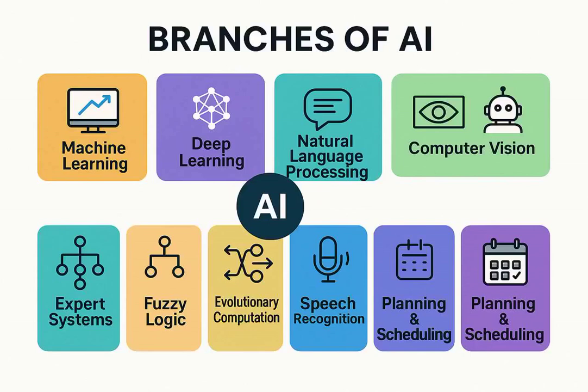6. Expert systems. Mimics human decision-making using rule-based systems. Uses: diagnosis systems, financial forecasting, troubleshooting. 7. Fuzzy logic. Deals with reasoning that is approximate rather than fixed and exact. Applications: smart appliances, decision systems. 8. Evolutionary computation. Uses algorithms inspired by natural evolution, e.g., genetic algorithms, to solve optimization problems.